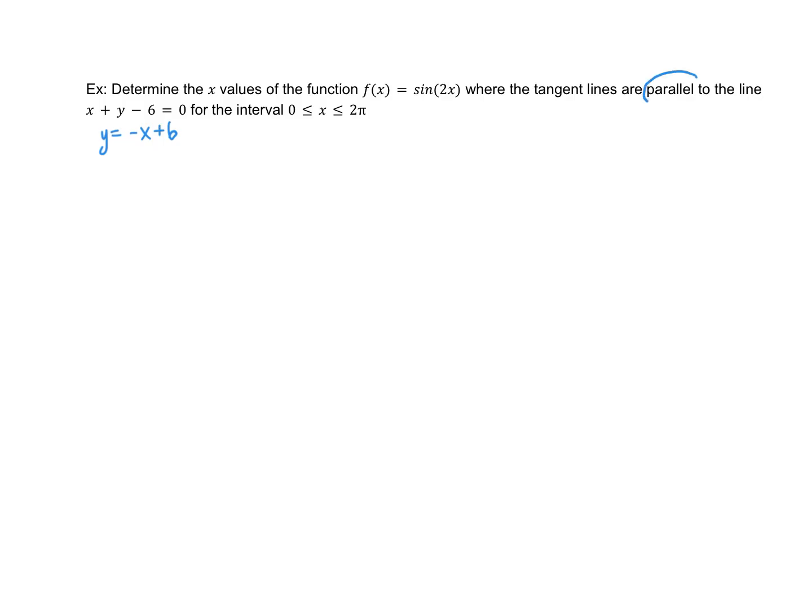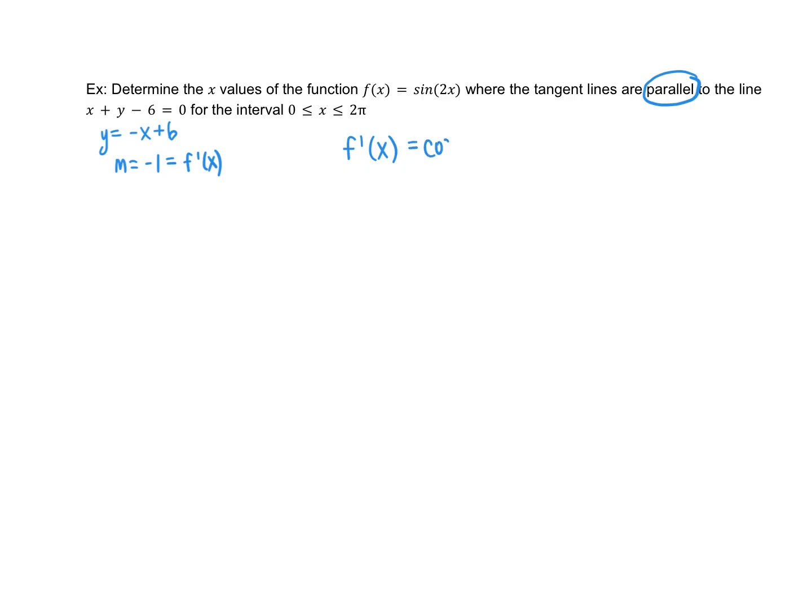And we want our tangent lines to be parallel, which means we're looking for a slope of -1. Or we're looking for the derivative, so that general expression for all of the slope of the tangent lines to be -1. So let's find that derivative. We have sine of 2x, so just a little chain rule here.